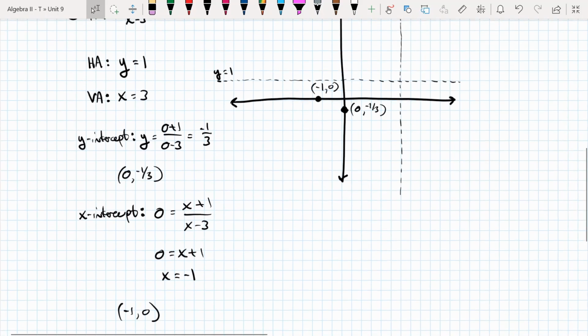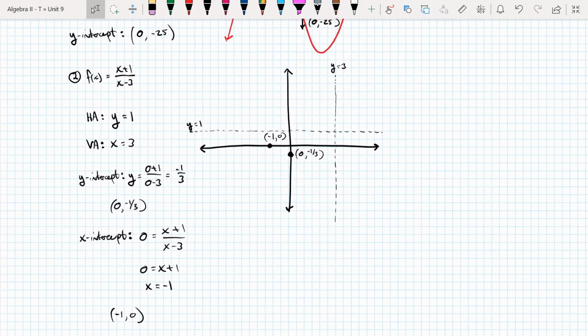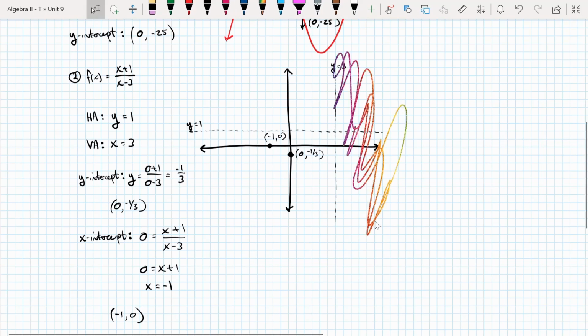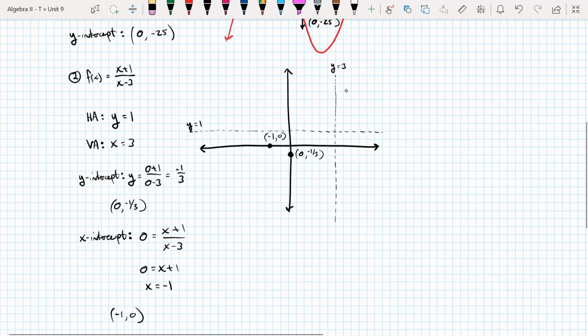The last thing we're going to do is pick a point that is to the right of the vertical asymptote to identify the behavior of the graph over in this region right here. So we want to figure out what's going on over here. The vertical asymptote is located at x equals 3, so let's pick a point that's larger than x equals 3. Let's pick x equals 4. So I'm going to plug 4 in for x into this function. So we end up with 5 over 1, or 5. So we have the coordinate point 4, 5.